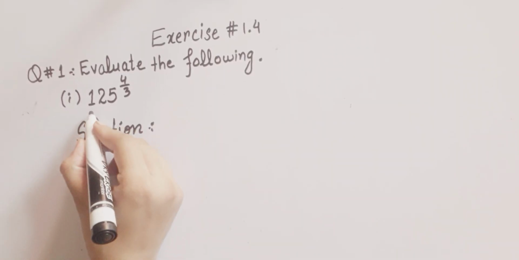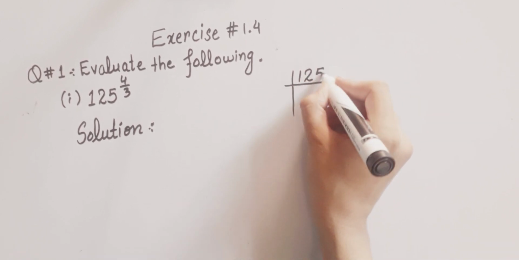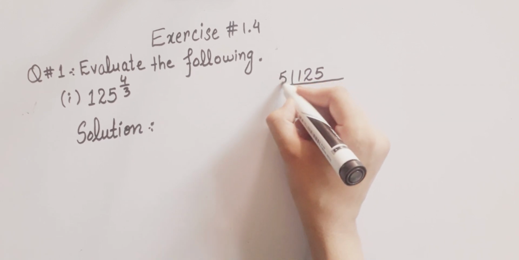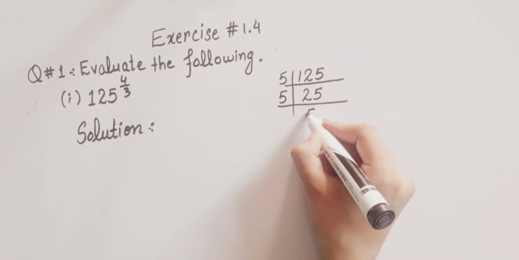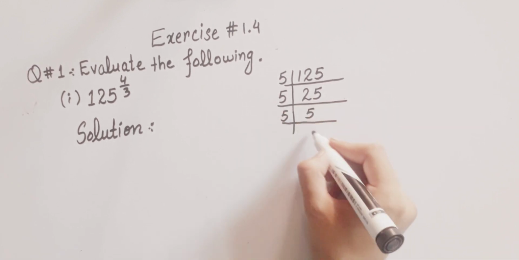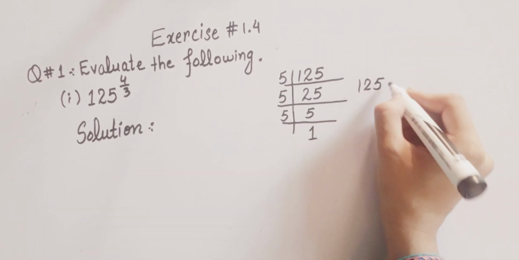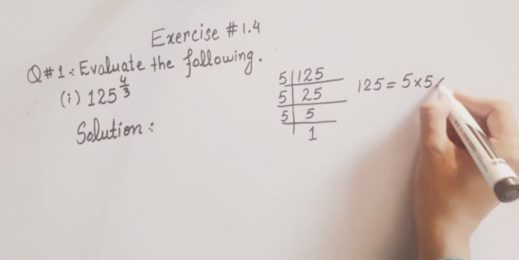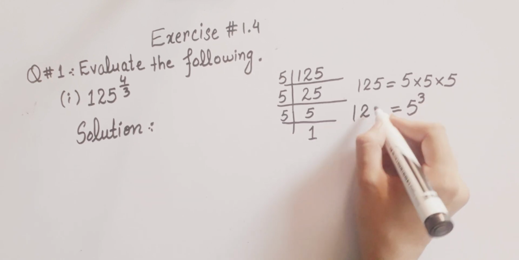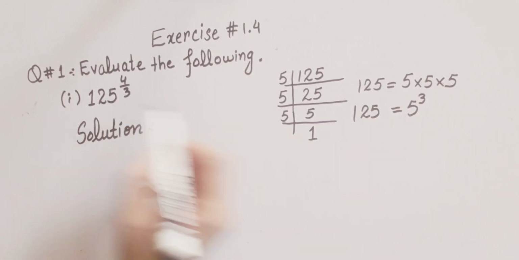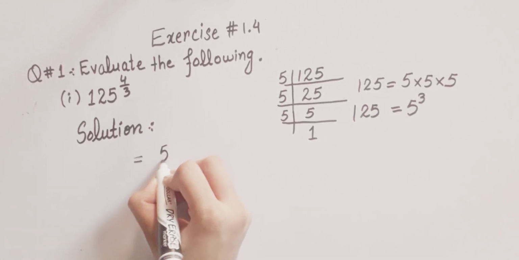We will solve 125 by making the factors. 125 divided by 5 gives 25, 25 divided by 5 gives 5, and 5 divided by 5 gives 1. So we can write 125 as 5 multiply 5 multiply 5, which is equal to 5 power 3. So we will write 5 power 3 in place of 125.